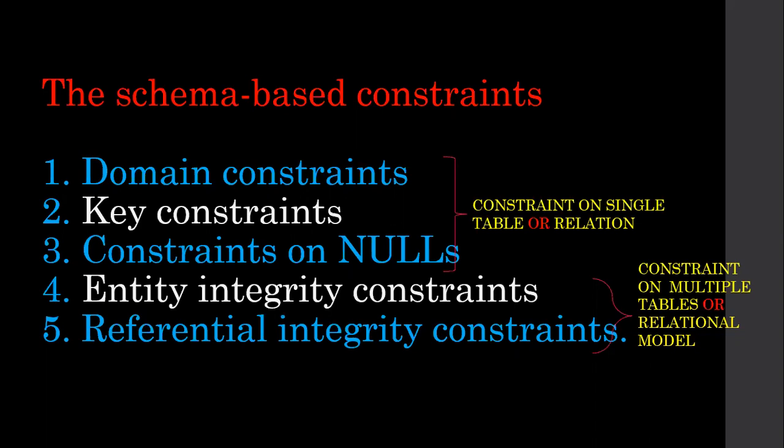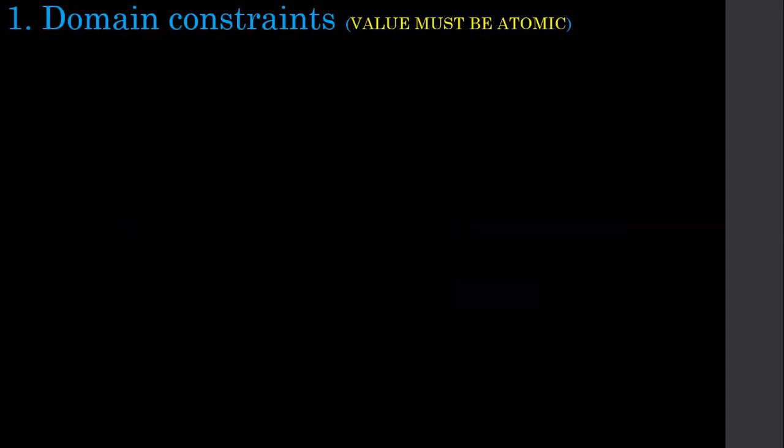First is the constraints which we can define on a single relational table, and second is the constraints which are applied on multiple relational tables. The constraints which we can define on a single relational table are domain constraints, key constraints, and constraints on nulls. The constraints which we can define on multiple tables are entity integrity constraints and referential integrity constraints. Now we'll see these constraints one by one. Let's start with the domain constraints.